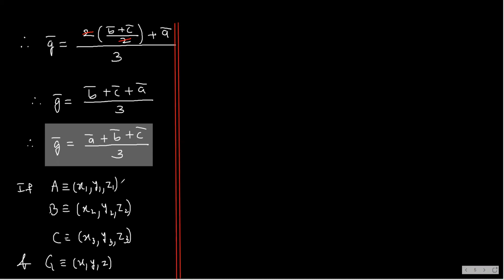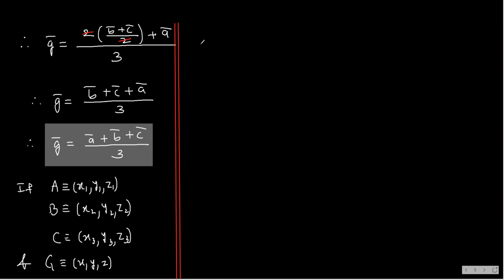You will have to write what A bar is, what B bar is, what C bar is, what G bar is, then substitute here. Then take I cap common, J cap common, K cap common, and then split the denominator 3 for each one of the terms. You will have 3 terms in the numerator that can be obtained. So I'm going to give you the direct result, what it will be.